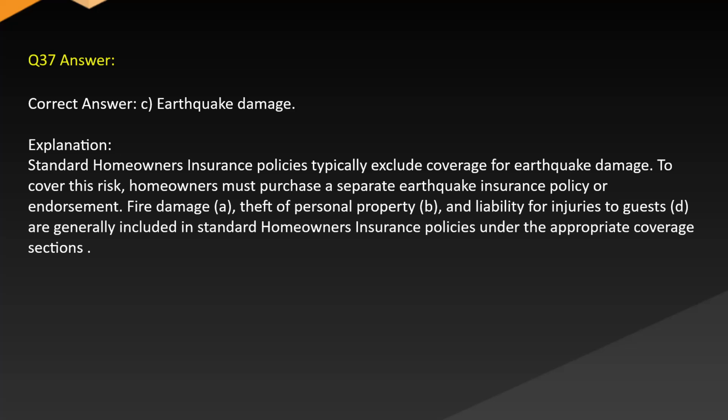Explanation: Standard homeowners insurance policies typically exclude coverage for earthquake damage. To cover this risk, homeowners must purchase a separate earthquake insurance policy or endorsement. Fire damage (A), theft of personal property (B), and liability for injuries to guests (D) are generally included in standard homeowners insurance policies under the appropriate coverage sections.